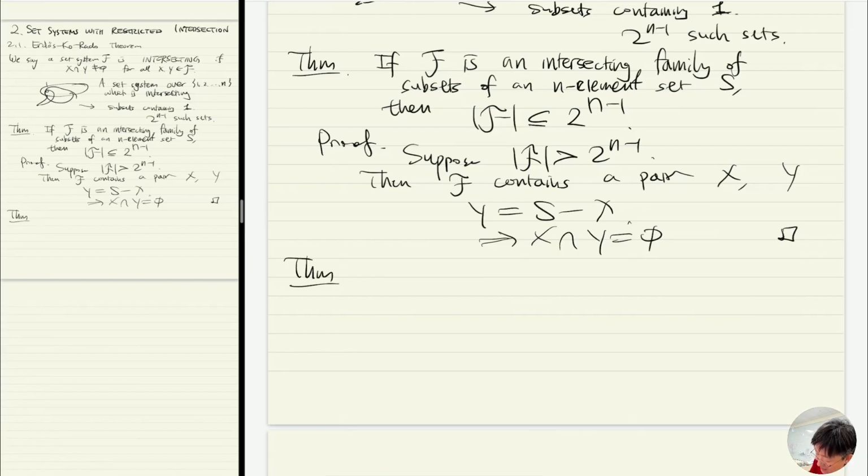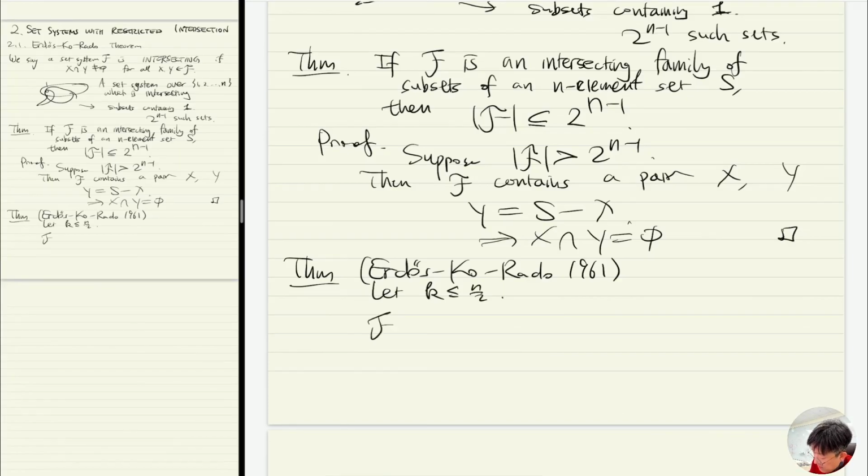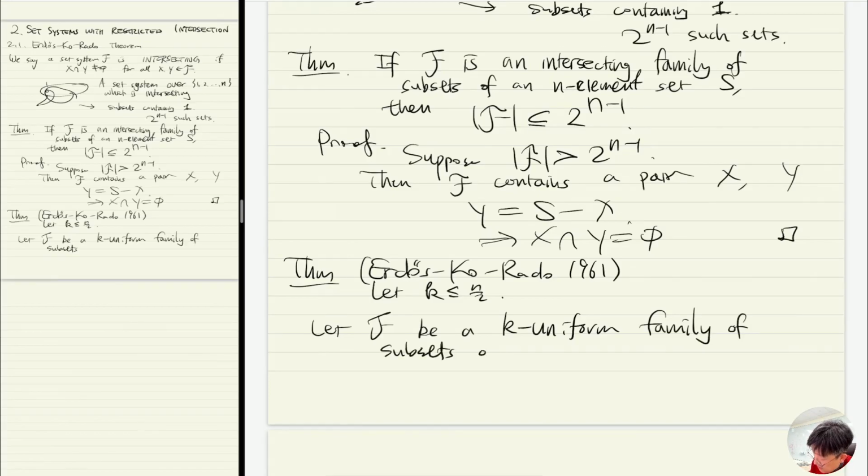So the Erdős-Ko-Rado theorem is about the uniform family. Okay. So now let F be a k-uniform family of subsets of an n element set S. Then the size of F is bounded by something.